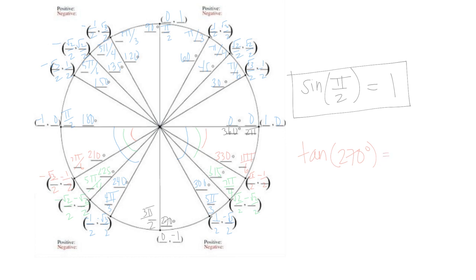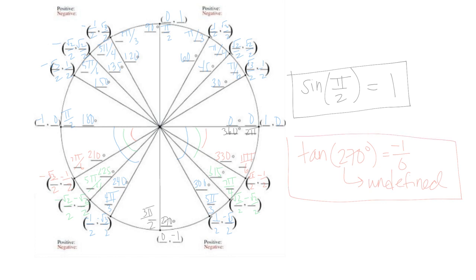So that means this is going to be negative 1 over 0, but when you divide by 0, we get something that's undefined. So actually, tangent of 270 degrees, we would say, is undefined. So again, another reason why we need the unit circle.